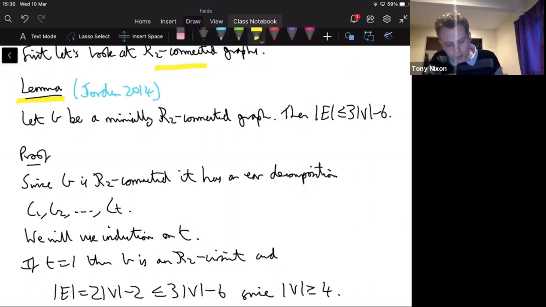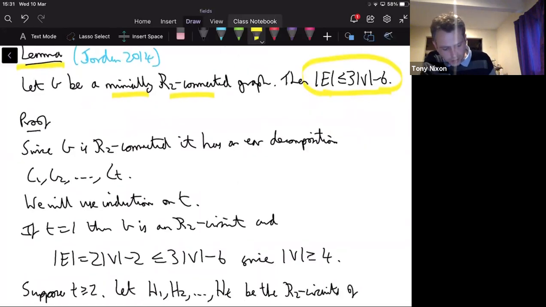So take a minimally R2 connected graph. Minimally meaning if I delete any edge, it fails to be R2 connected. Then the number of edges, remember we're in 2 dimensions, but the count is what you see for 3D rigidity, is at most 3v minus 6. Okay, so let's prove this.